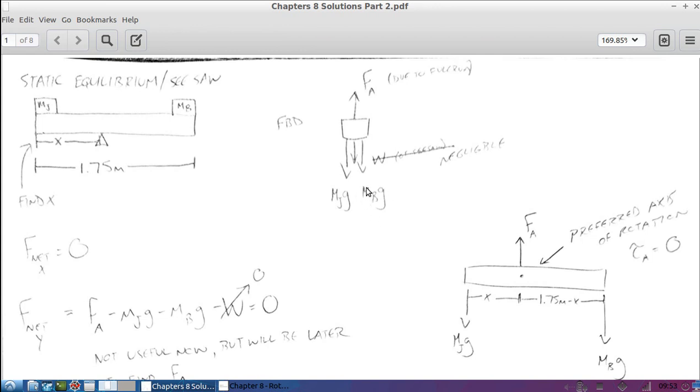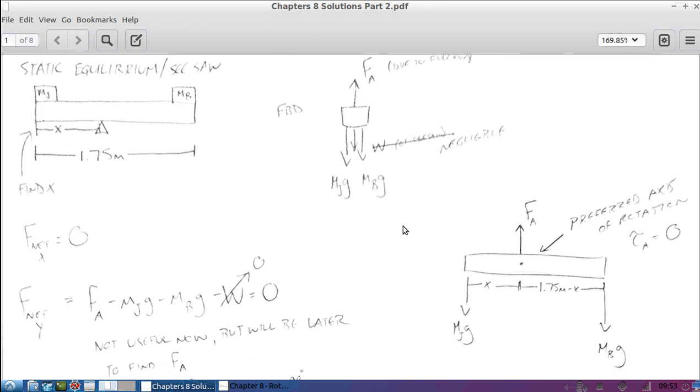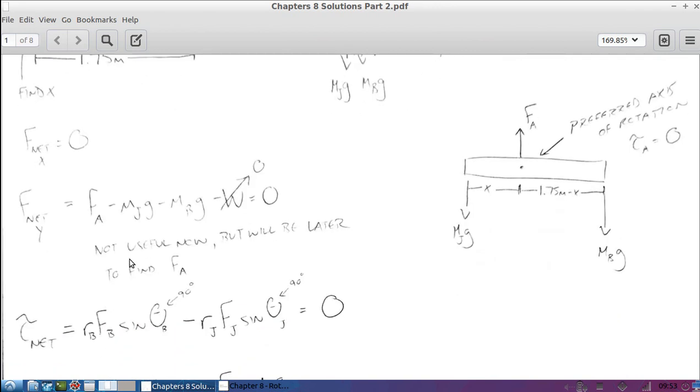It's in the same direction. It's in the negative y direction. Now we do have a weight force, but the problem told us it was negligible, so we can ignore that for now. So I start out like I did in chapter 4: Newton's second law in the x direction equal to 0, and Newton's second law in the y direction also equal to 0.